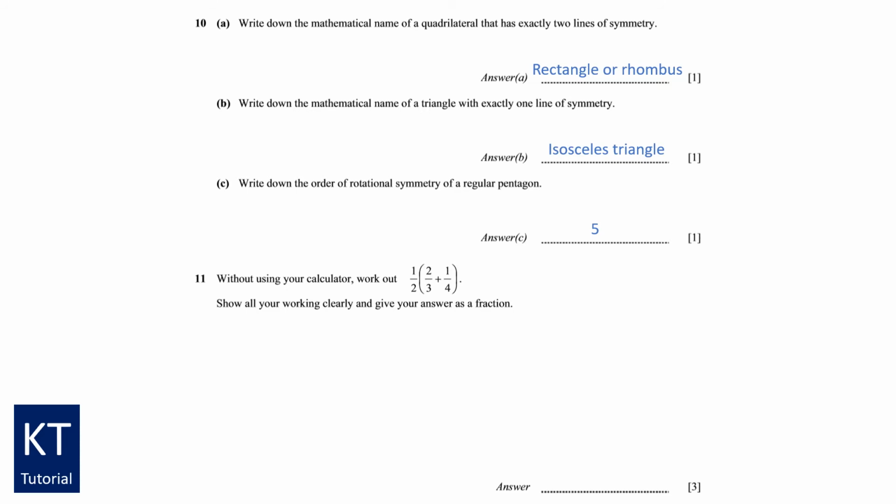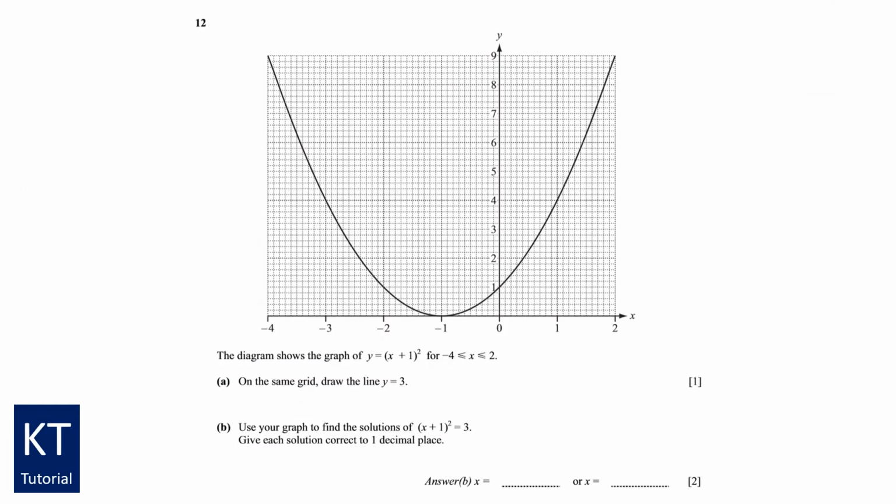Question 11. Without using your calculator, work out the stated expression. The math should take us to 11/24. Question 12. The diagram shows the graph of y equals x plus 1 square. On the same grid, draw the line y equals 3. This is the added horizontal straight line on the graph. Next, use your graph to find the solutions of the stated equation. Give each solution correct to one decimal place. These would be the x values where the two lines intersect.